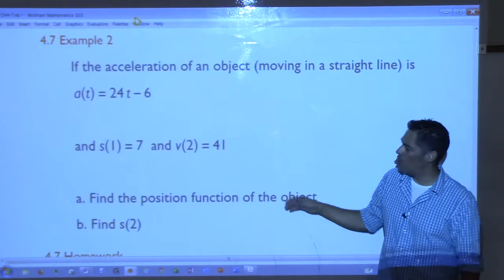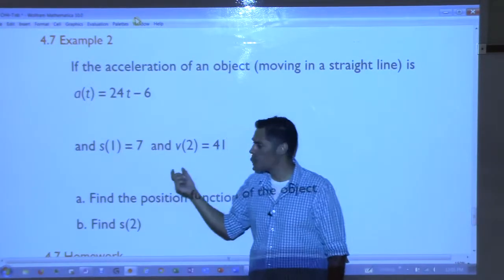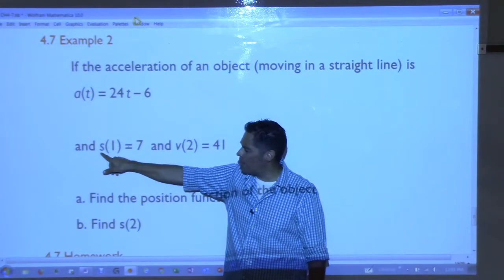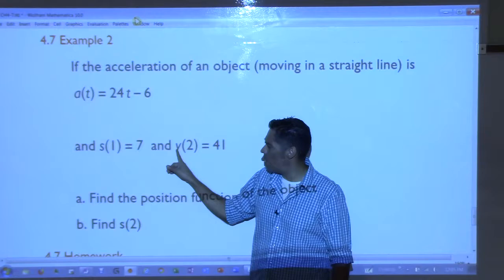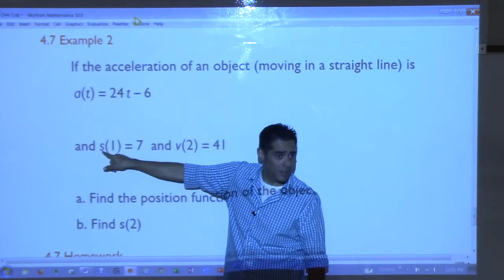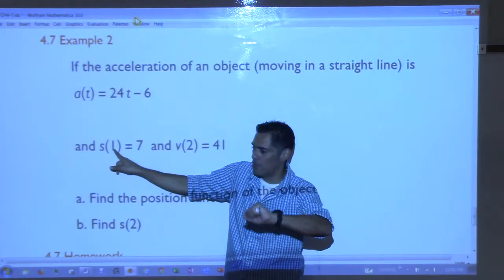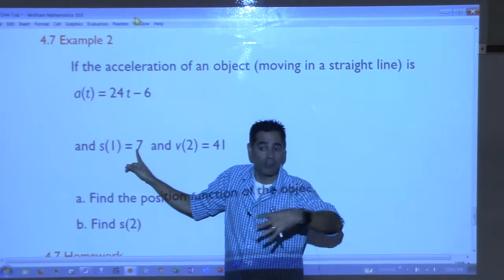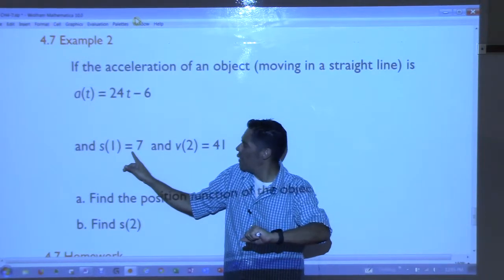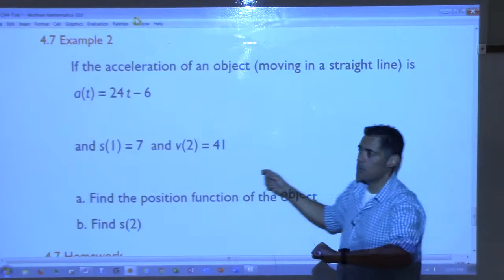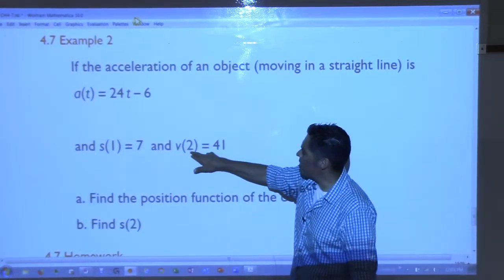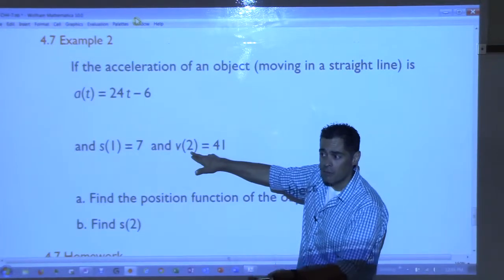What are these two pieces of information giving you? S is the position, v is the velocity. So this is telling you that the position of the object after, let's say, 1 second is 7 meters or miles. We don't know the units, it's not given to us. It's a point, basically. And this one is giving us a point off of the velocity curve.